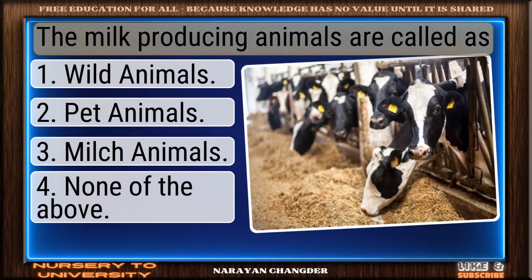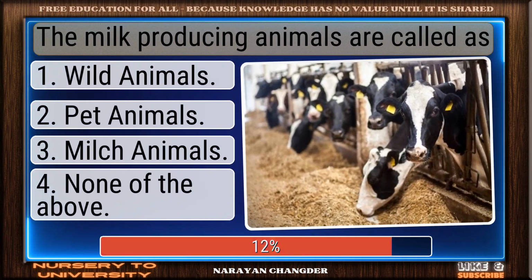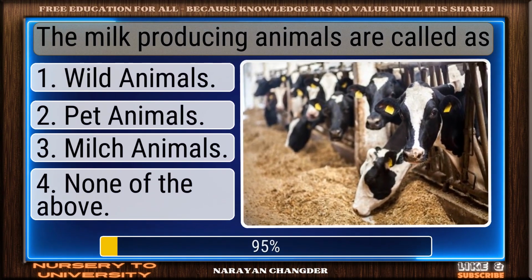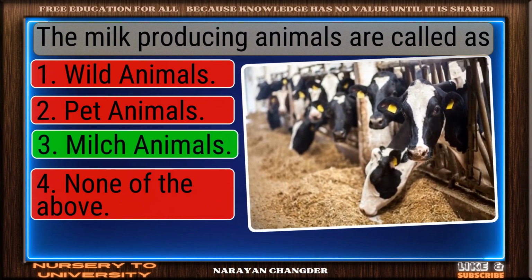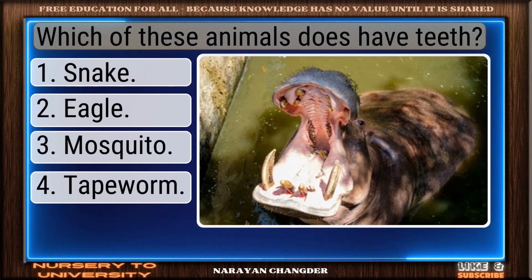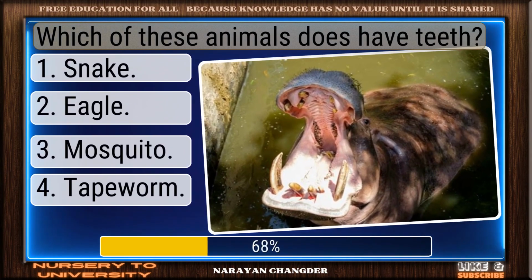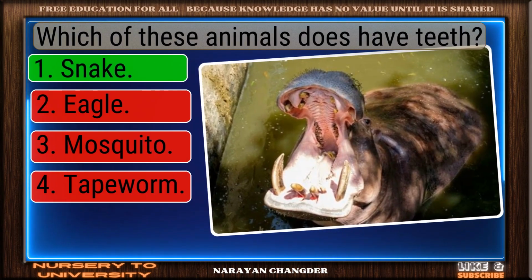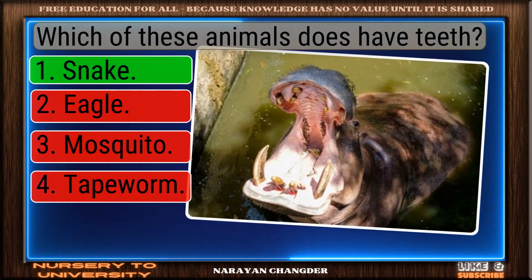The milk-producing animals are called as. Excellent. Milch animals is a brilliant choice. Which of these animals does have teeth? Nicely done. Snake is a solid answer.